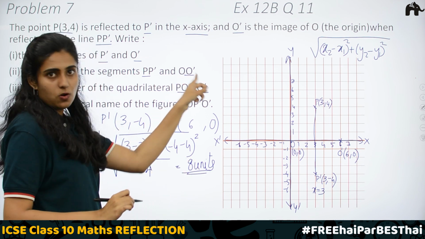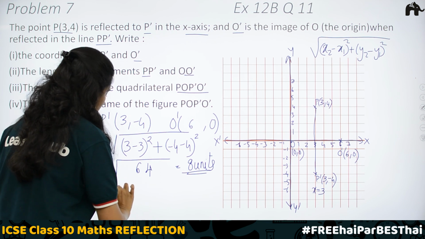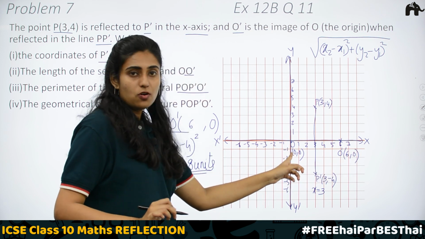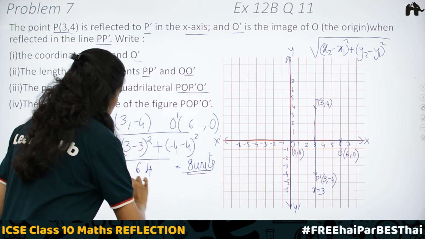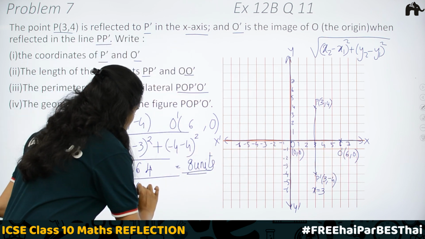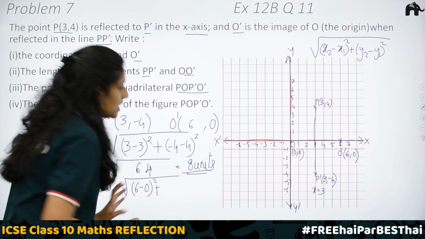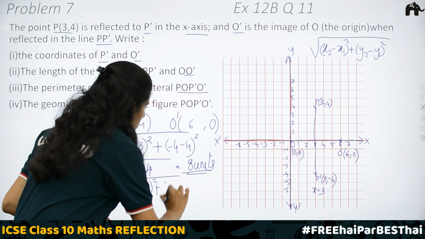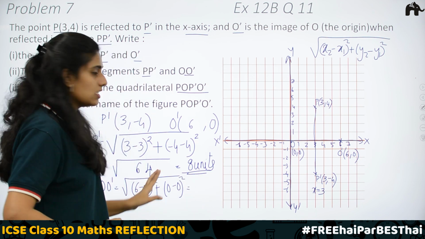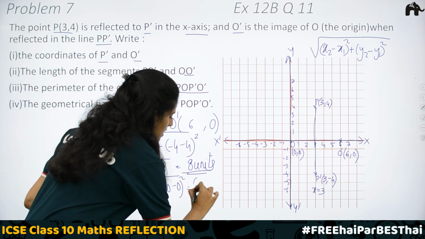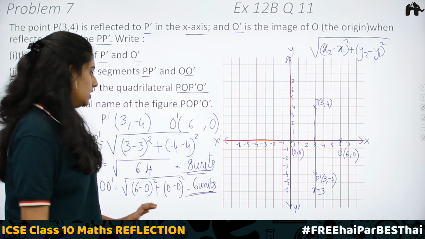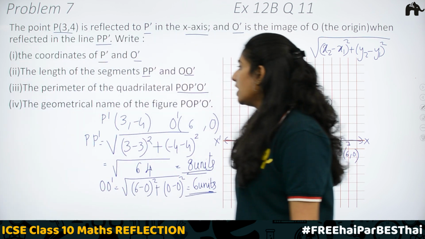Next, we have to find OO'. Similarly, we find OO'. Here, we will be taking the coordinates of O' as x2, y2 and that of O as x1, y1. What do we get? Root of (x2, 6 minus x1, 0), 6 minus 0 whole square plus y coordinates 0 and 0, that is (0 minus 0) whole square, which is equal to 6 minus 0 is 6. 6 square is 36. Root of 36 is 6. We get 6 units. Okay. So that is the second part of the question.